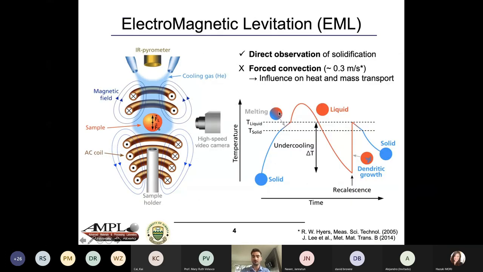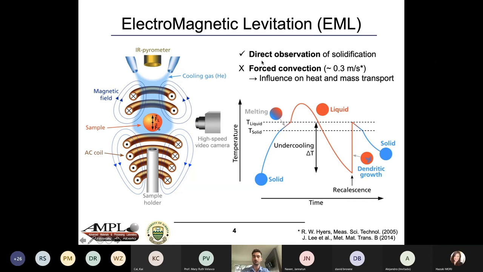Talking a bit more about electromagnetic levitation, it was briefly introduced by Dr. Browne and also Jonathan, so I'm just going to be quick on this slide. We use electromagnetic levitation to make an electrically conductive sample levitate. What we want to overcome is the gravity force using electromagnetic forces. The main advantage of this method is that it's containerless, which means that your sample is just levitating, it's not in contact with anything, so there's no contamination, or at least limited contamination.